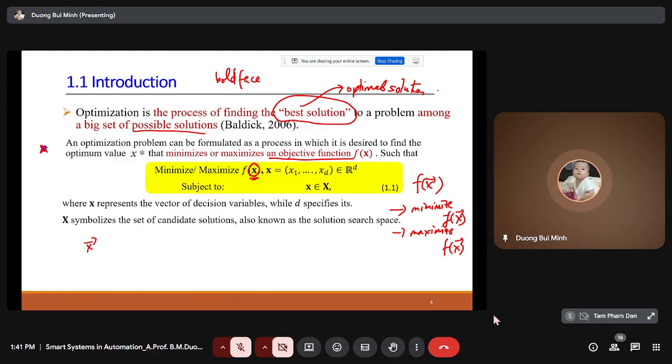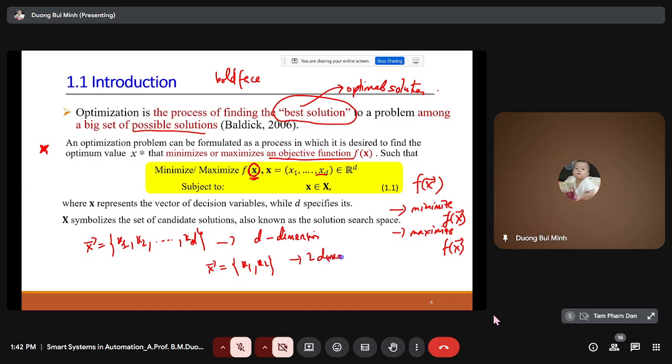If I use bold face, it takes me a long time, so I use vectors. So x includes how many elements? x1, x2, and so on, to xd. That means we have d dimensions. For example, if x includes x1 and x2, that means we have two dimensions.